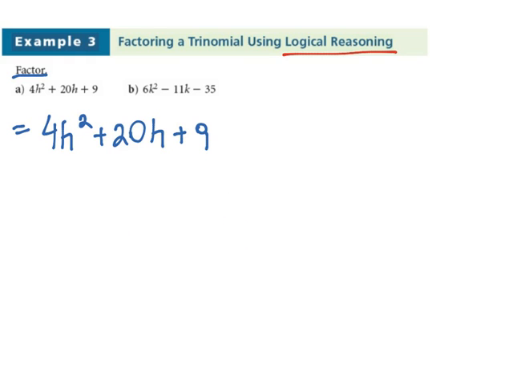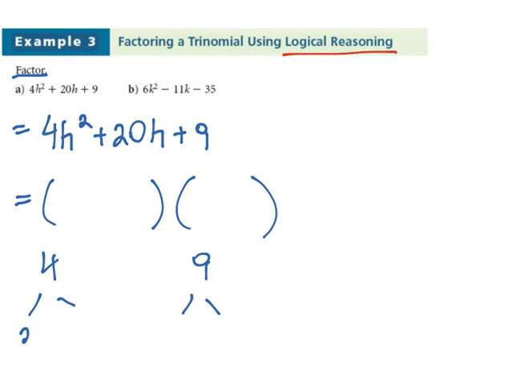Then we're going to use logic to find the answers. So what is logic? We're going to take a look at 4 and 9, the first and the last term, and we're going to find all the factors of 4 and 9. So 2 and 2 and 4 and 1, 3 and 3 and 9 and 1. And now we ask ourselves, what combination of the factors of 4 and 9 will give us the middle term, which is 20?